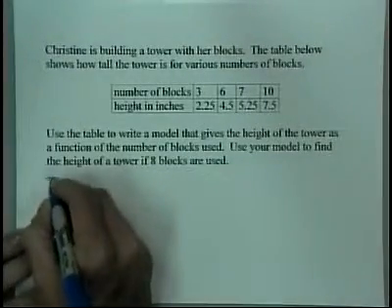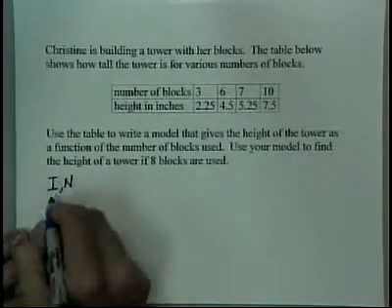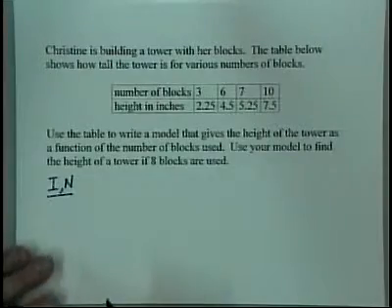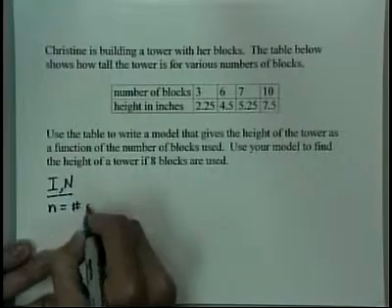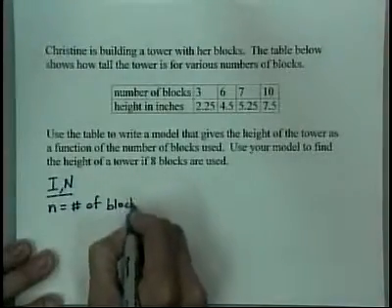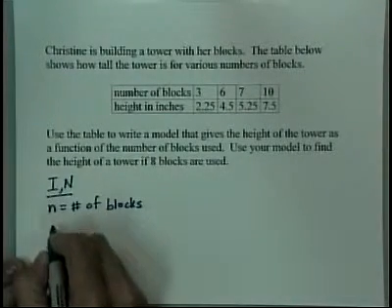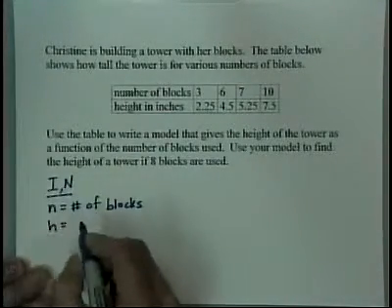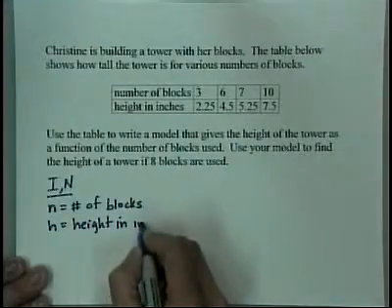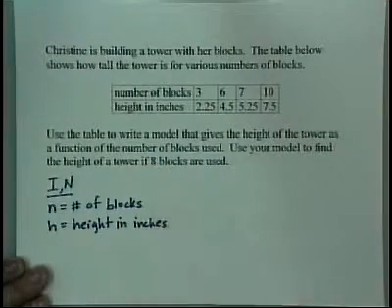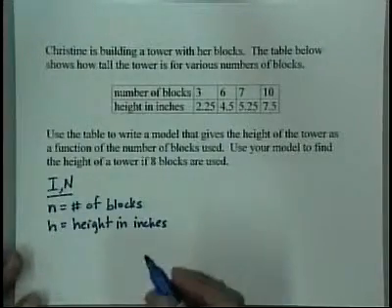To do the I part, or identify, and perhaps the N part too, of the INVESTS procedure, identify and name, let's let N be the number of blocks. That's identifying and naming a variable. And let's let H be the height of the tower in inches. So we've got the IN part of our INVESTS.